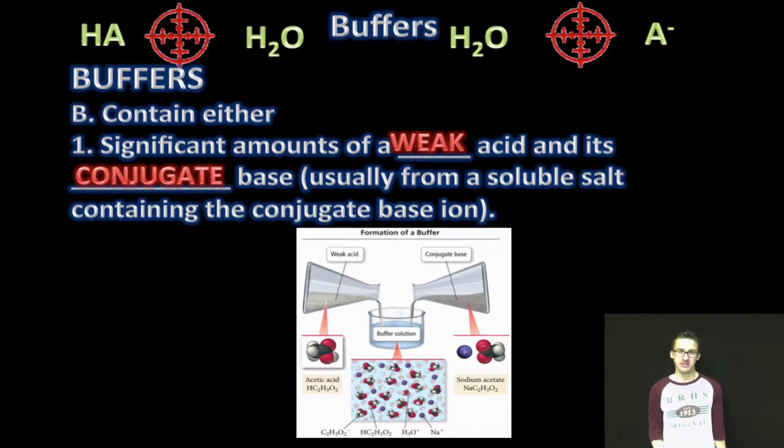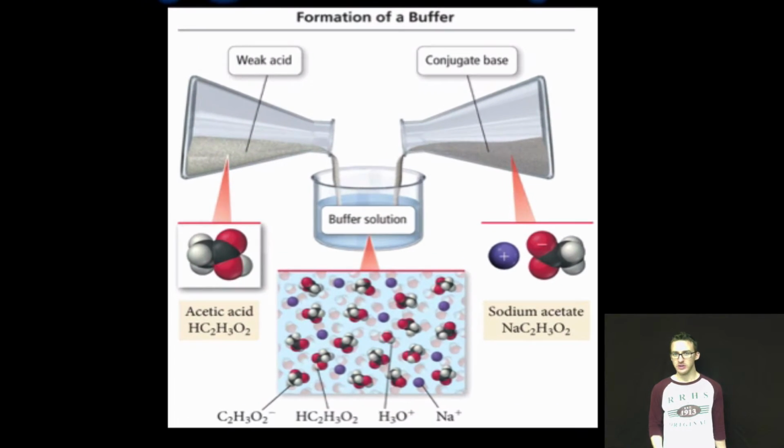Well, a buffer will contain a weak acid and its conjugate base, usually in the form of some soluble salt that contains the conjugate base ion, many times the sodium salt. So as you look at the example on your screen and in your notes, we've got a buffer between our weak acid, acetic acid, and its conjugate base, acetate ion. But the only way we can get that acetate ion in there is by adding it as part of a salt, in this case a sodium salt. But we're not really worried about the sodium ion, it's a spectator.